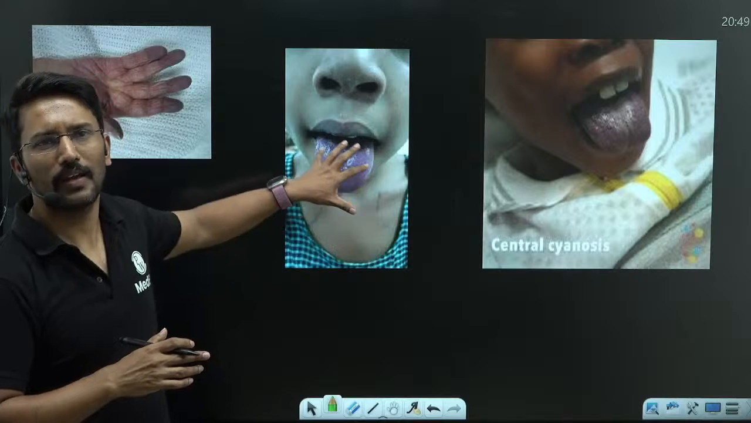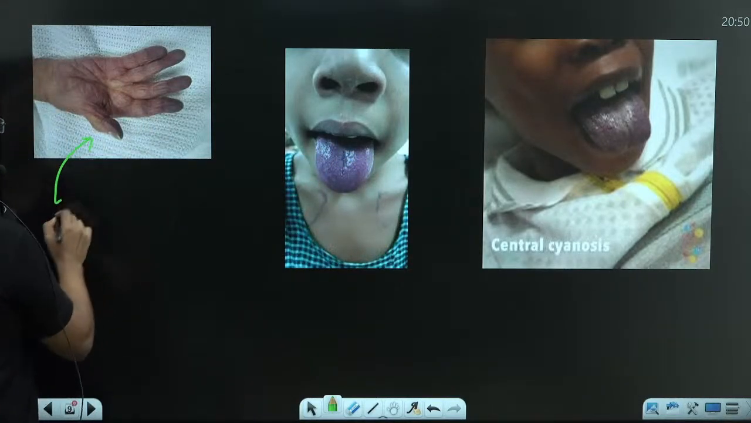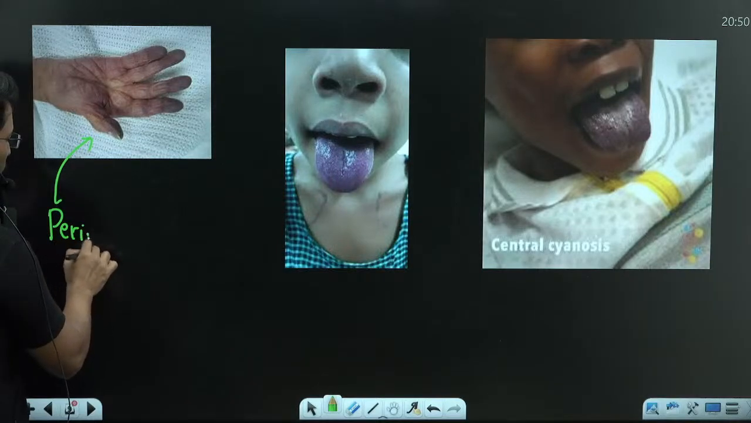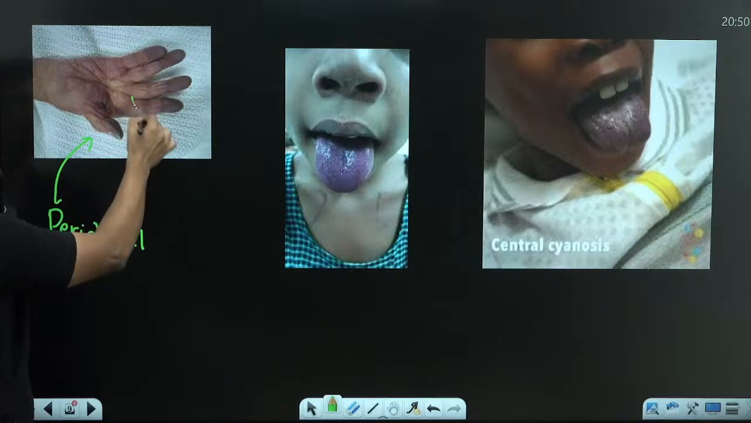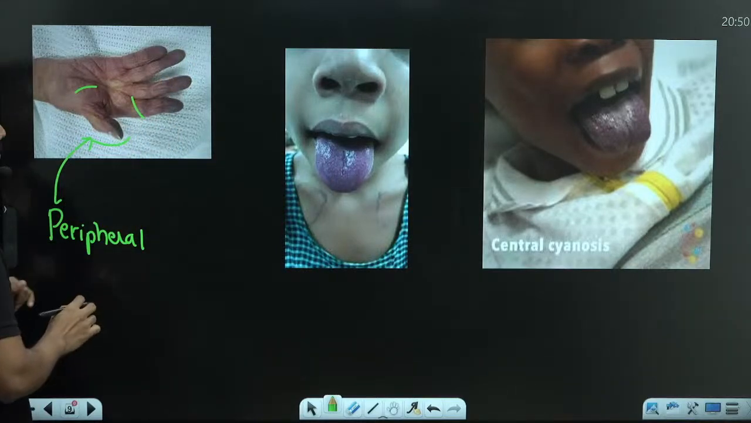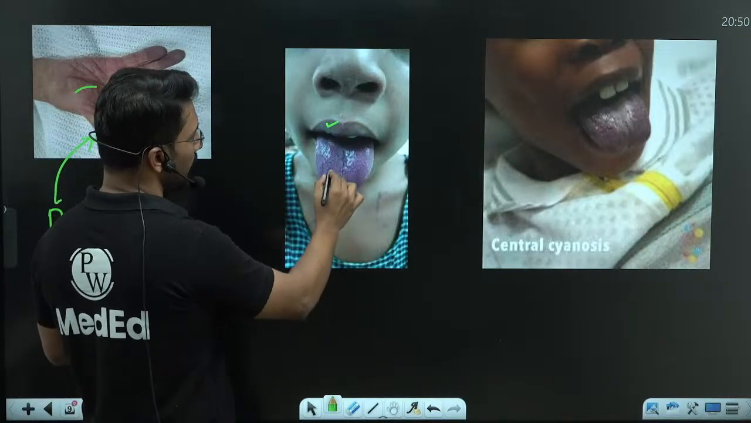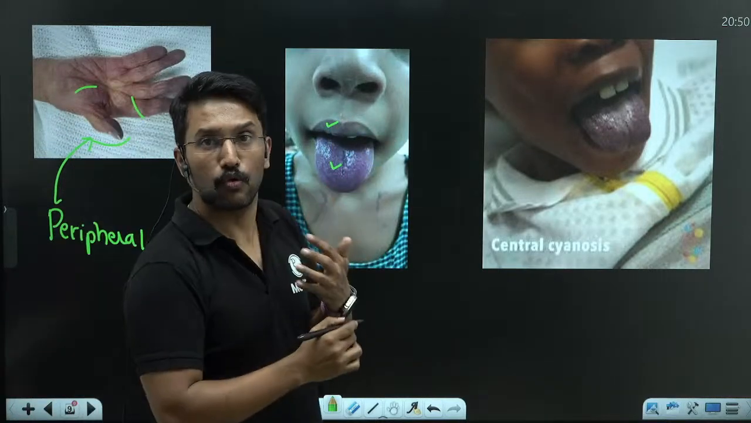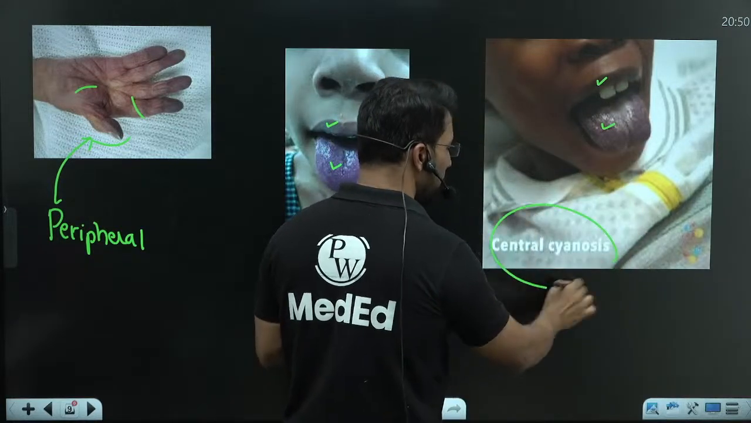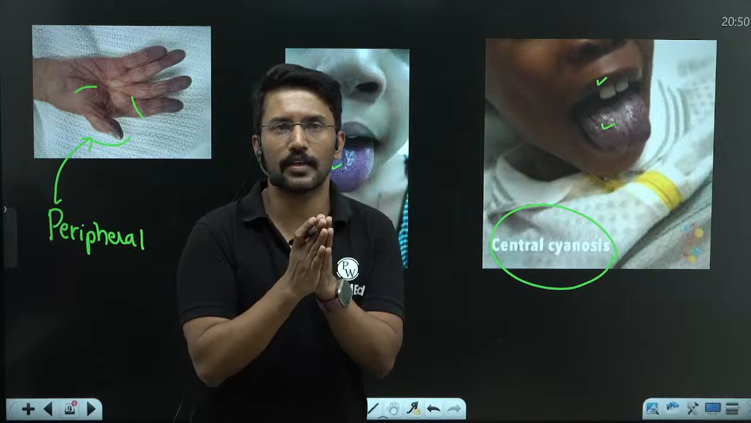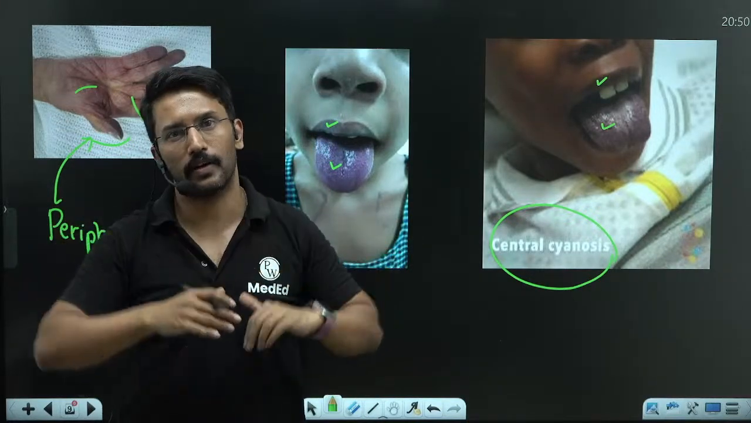Here we have some images of patients with cyanosis. You can see a patient with peripheral cyanosis here, right? His hands are showing bluish discoloration. If you see here and here, you can notice the bluish discoloration. And in this patient, you can see bluish discoloration of the lips and the tongue. That is the mucous membrane, right? Bluish discoloration of the mucous membrane indicates that the patient has central cyanosis. Central cyanosis involves skin and mucous membrane. Peripheral cyanosis involves only the skin of the peripheral body parts.